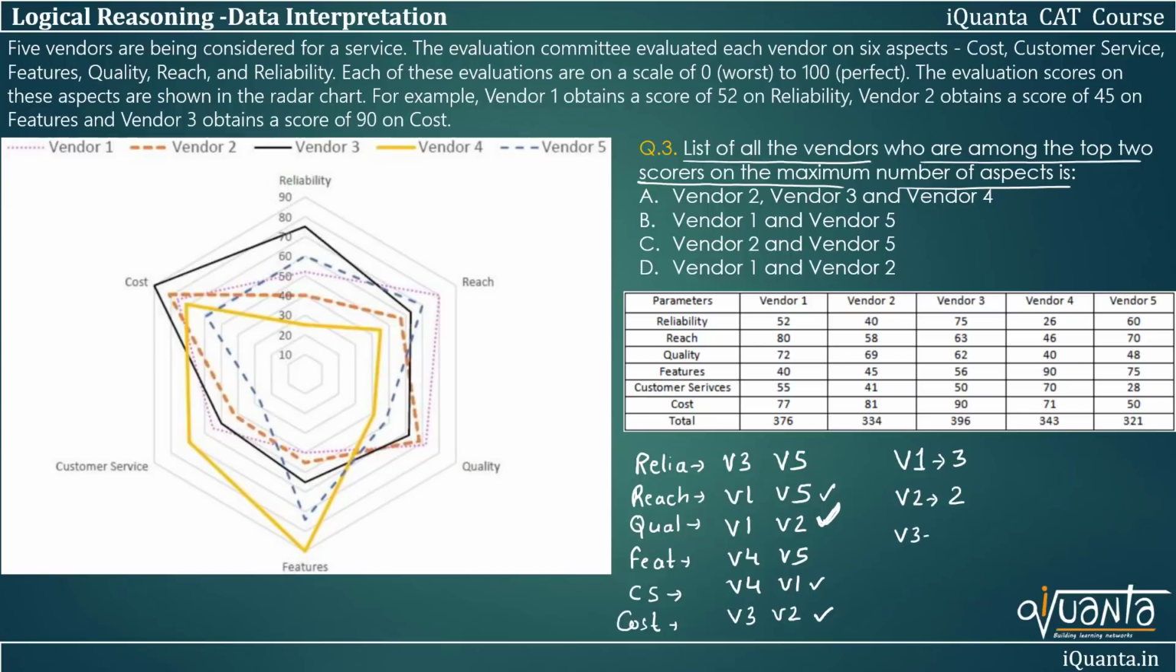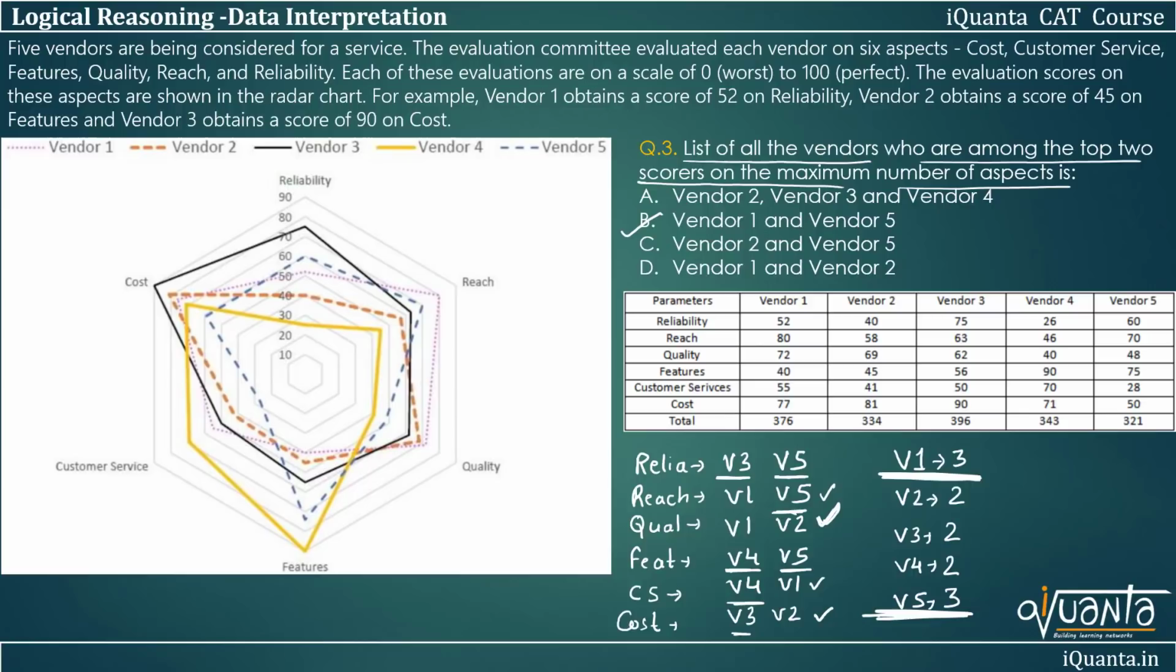Vendor 3, he's over here, then he's here, he's in 2 aspects. Then vendor 4, he's among top two scorers in 1, 2 aspects. Then if we talk about vendor 5, he's among the top two scorers in 1, 2, 3 aspects. So we can say that vendor 1 and vendor 5 are among the top two scorers in the maximum number of aspects, because vendor 1 is among the top two scorers in 3 aspects and vendor 5 is also in 3 aspects. So vendor 1 and vendor 5, that will be our answer, option B here.